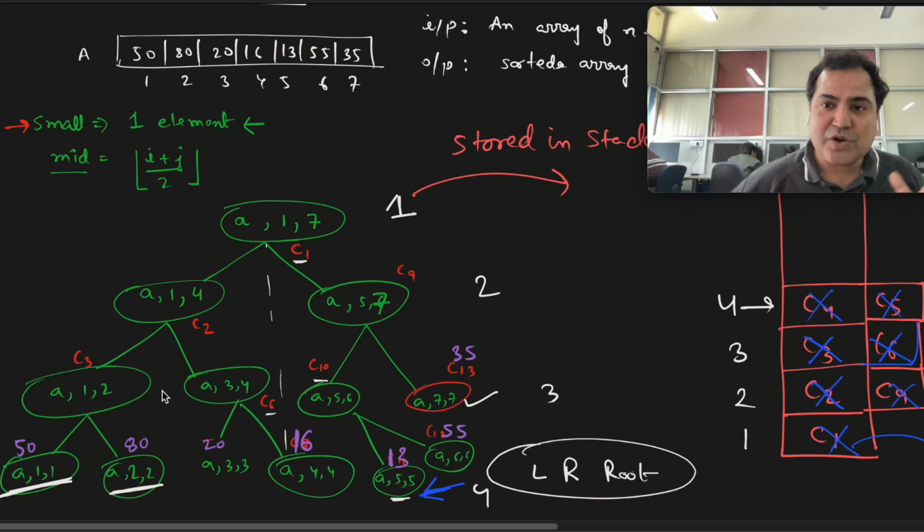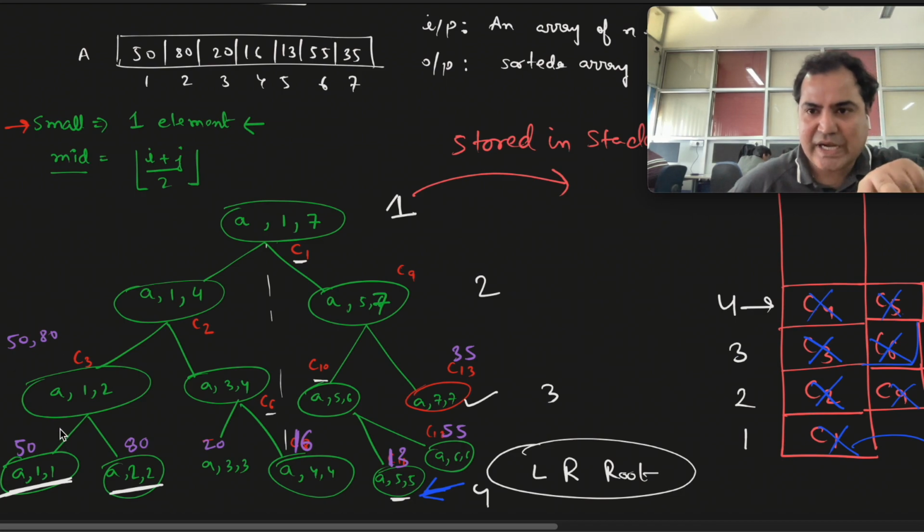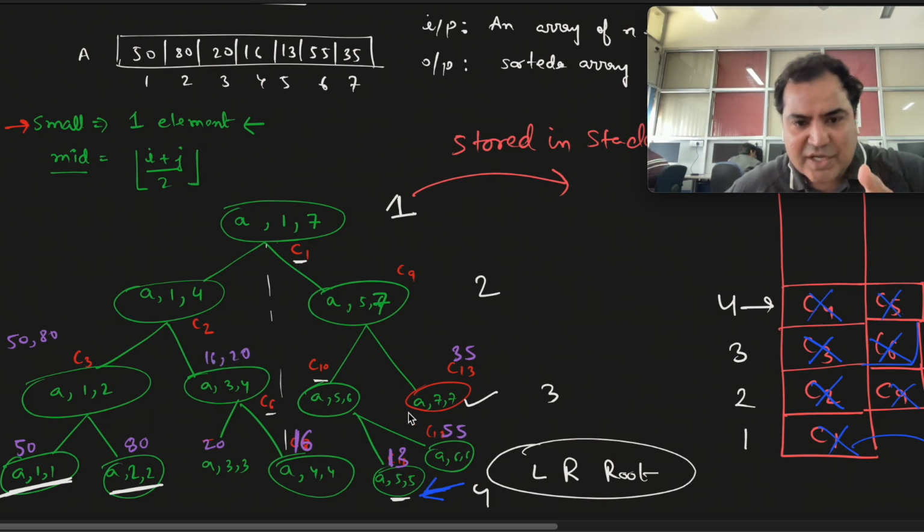Now while sorting, how is it being evaluated? First both the children are evaluated, meaning we compare these two elements and get 50 to 80, we sort this out and store it back in C3. 20 and 16 will come as 16, 20. 13 and 55 will come as 13, 55, and this is already sorted.